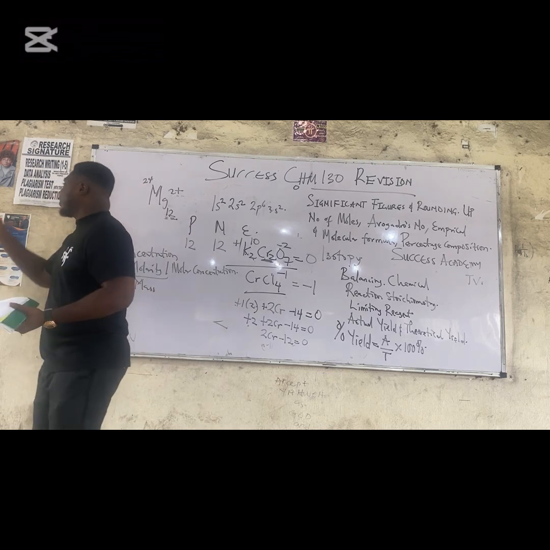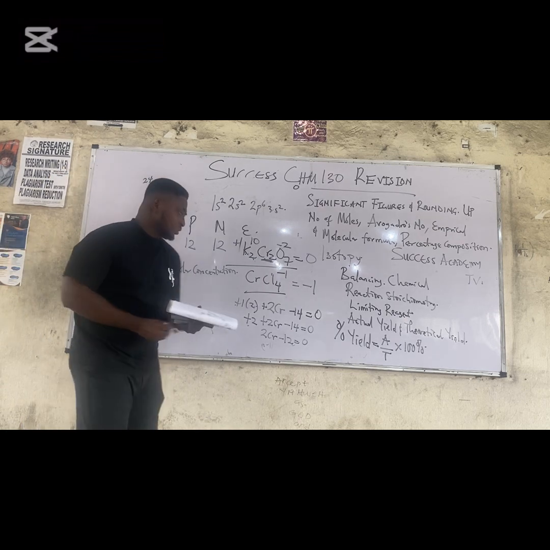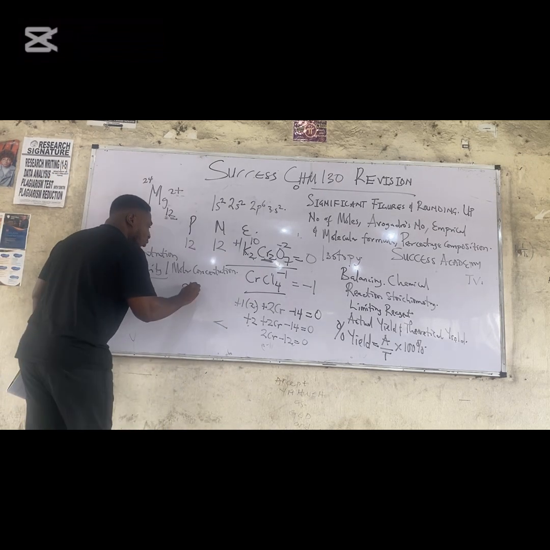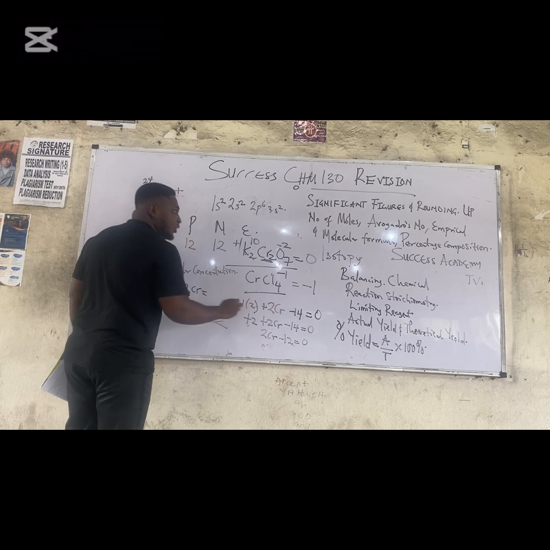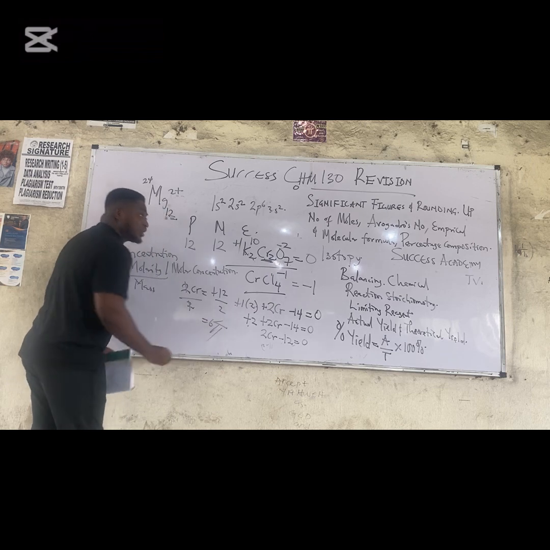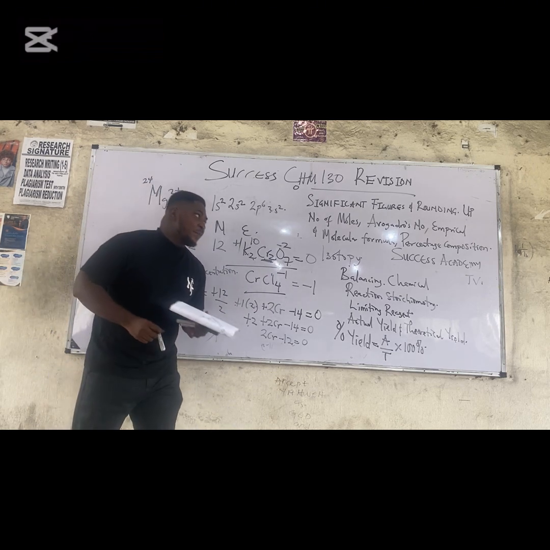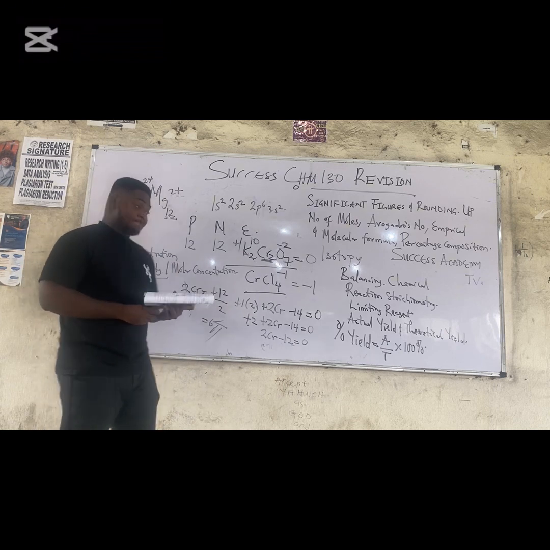Class, 2Cr therefore will be equal to 12, since minus 12 becomes plus. Now divide both sides by 2, so 12 divided by 2. Class, the oxidation number of chromium in K2Cr2O7 is 6. The oxidation number of chromium in K2Cr2O7 is what? 6.